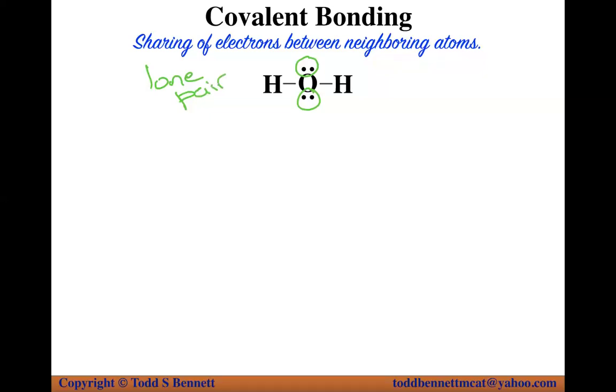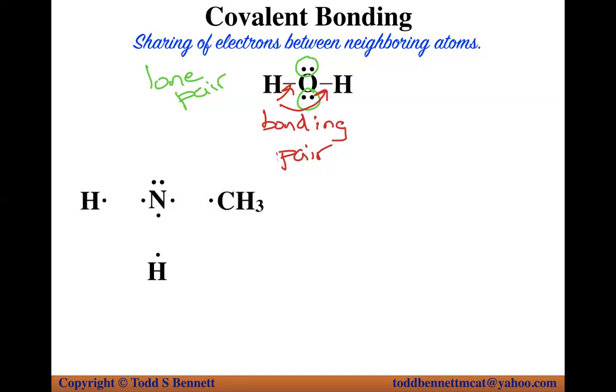And then the line represents a bonding pair. So everything for stable chemistry is going to deal with pairs of electrons, bonding pairs and lone pairs. You're going to hear these terms repeatedly. Okay, so let's consider, again, our atoms.